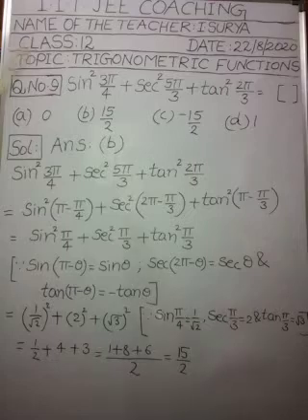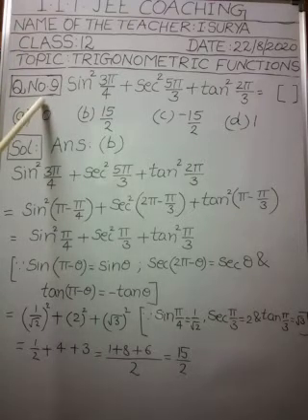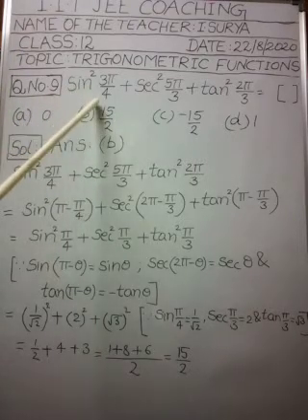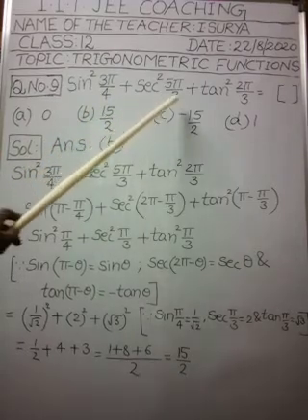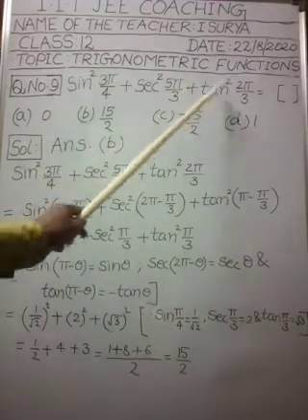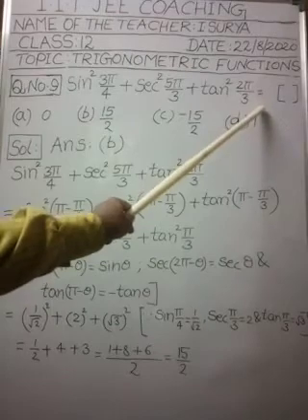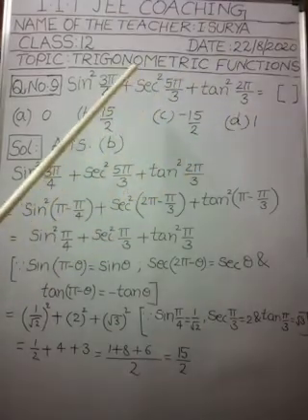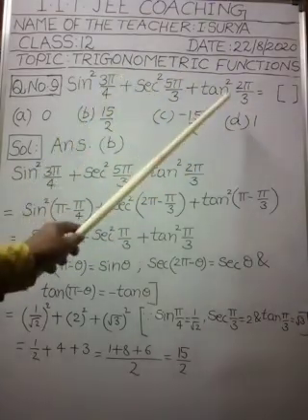Now come to the next question. Question number 9. Sin square 3 pi by 4 plus secant square 5 pi by 3 plus tan square 2 pi by 3 is equal to. Here we have to find the value of this expression.